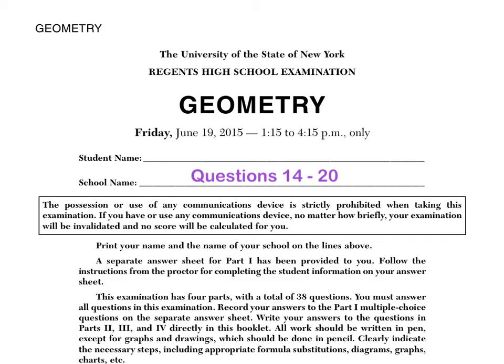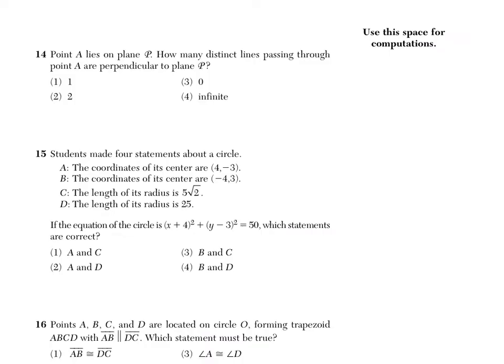This video will cover the Geometry Regents exam from June 2015, questions 14 through 20. Number 14 says point A lies on plane P. How many distinct lines passing through point A are perpendicular to plane P?